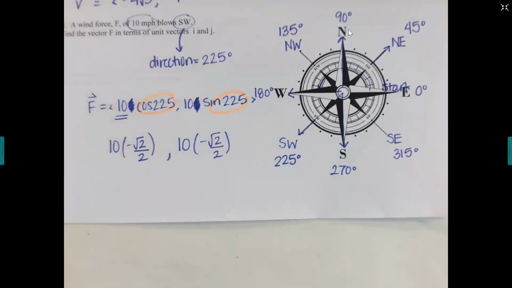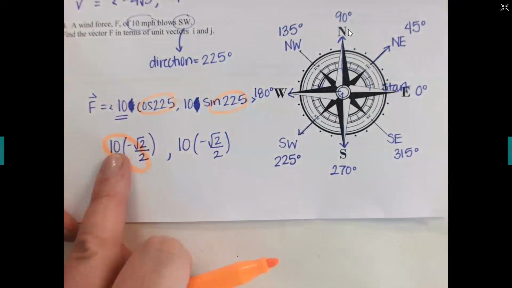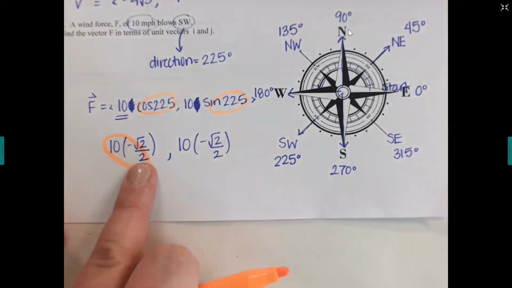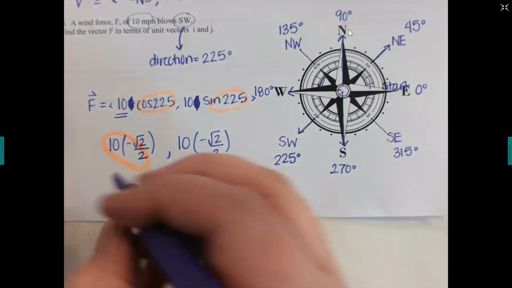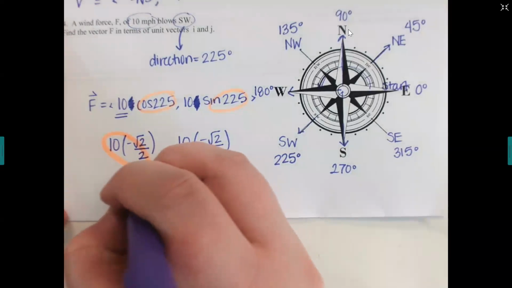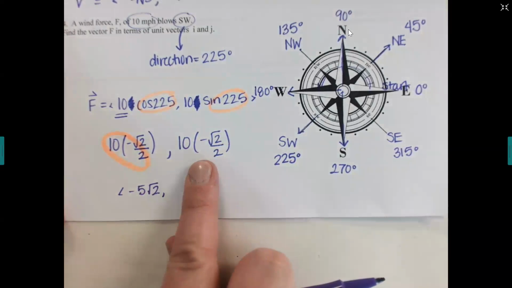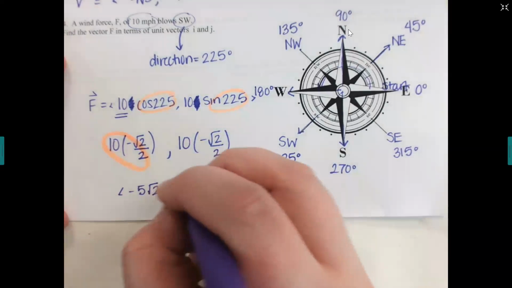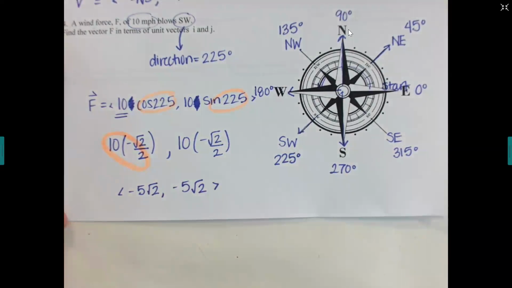Okay, remember, numbers on the outside can only go with other numbers on the outside. So what is 10 if I turn it negative and then I divide it by 2? What's the number in the front? Negative 5. So my vector would be negative 5 root 2. And then what would this one be? Negative 5 root 2.